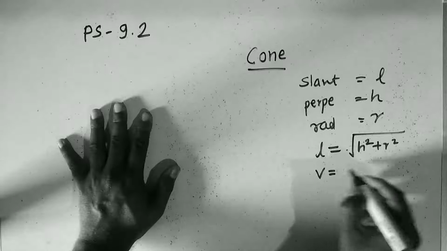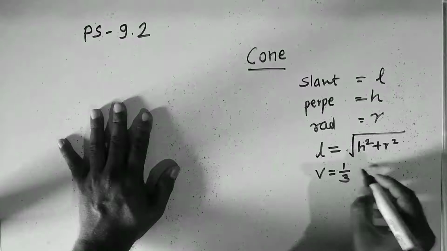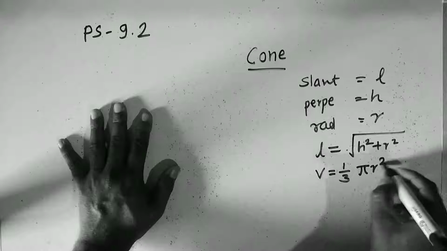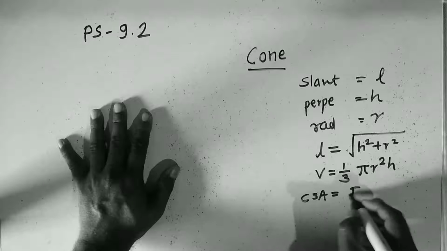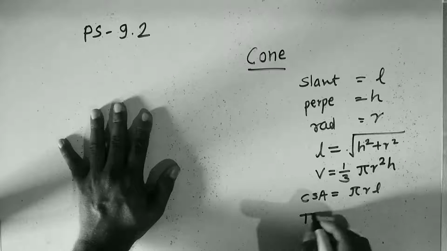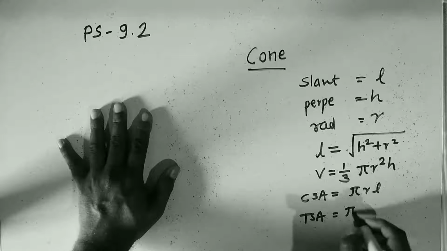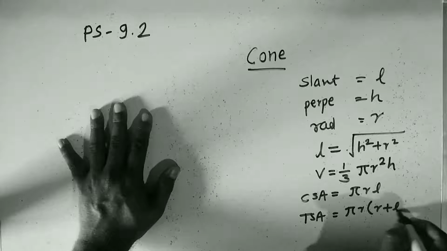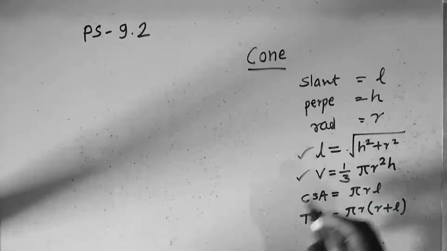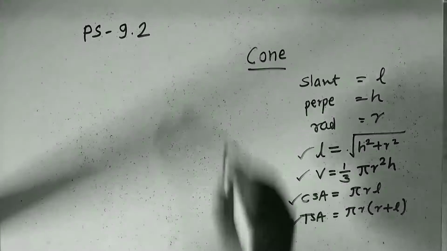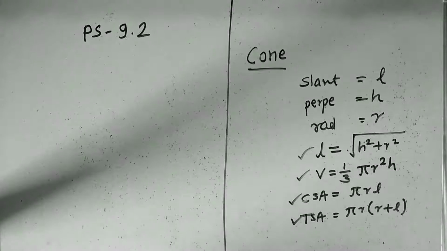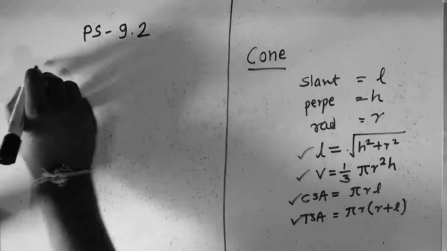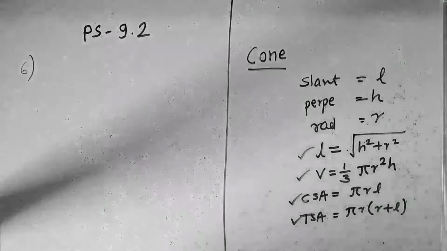The volume of a cone is 1/3 of the volume of a cylinder. The volume of a cylinder is pi r square h. The curved surface area of a cone equals pi r l, and the total surface area of a cone equals pi r in bracket r plus l. These all four formulas we have studied. Now we have been solving practice set 9.2. In this we have seen the first 5 examples. Let's continue with the next example, number 6.